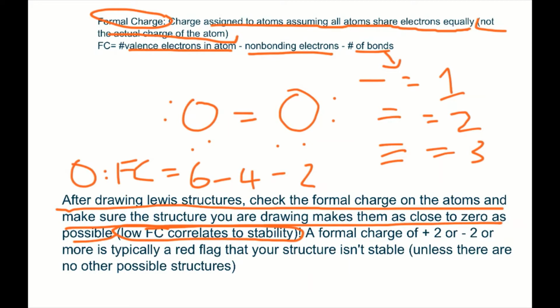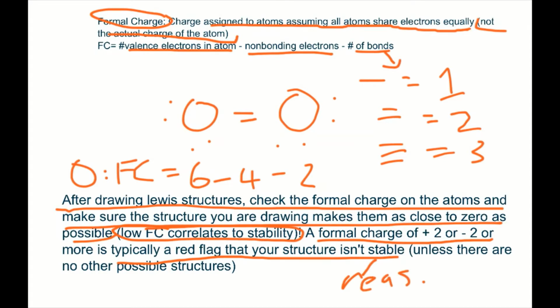And this is because things with a positive or negative formal charge typically are more reactive and higher energy, which correlates to lower stability. So for example, if you see a formal charge of +2 or -2, or even more than those numbers on a structure, then this is typically a red flag that your structure isn't stable or reasonable.